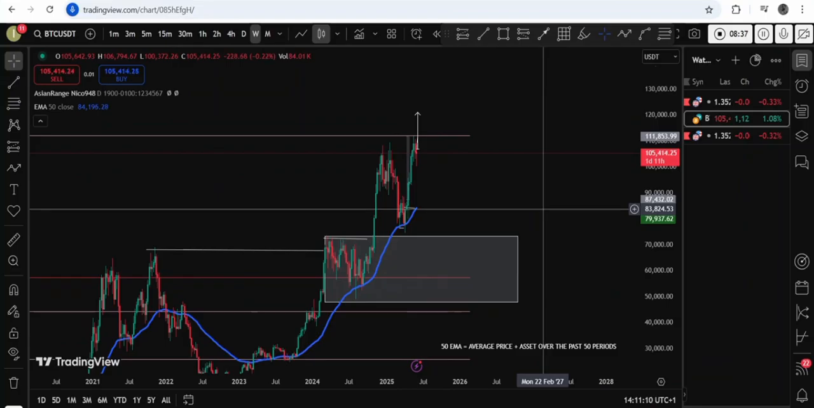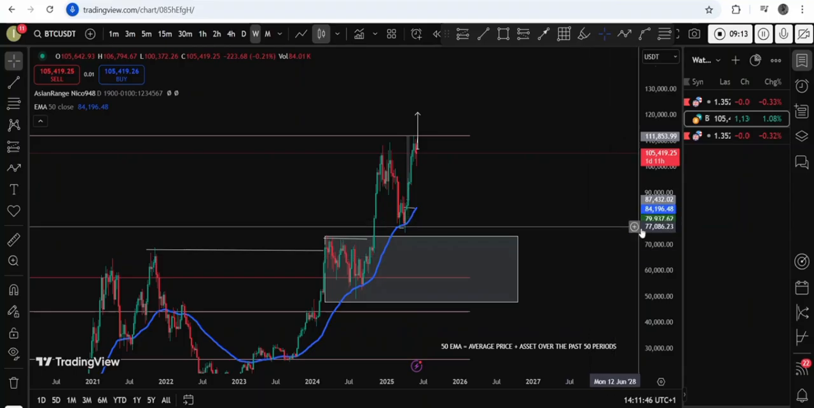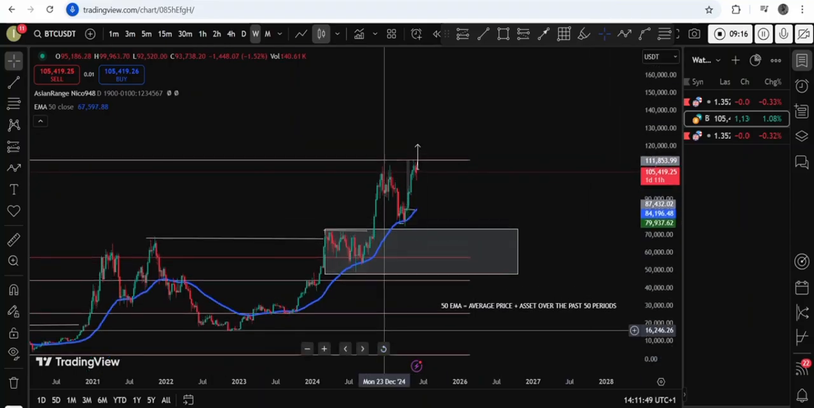So what is the 50 EMA? The 50 EMA is a technical analysis indicator that calculates the average price of an asset over the past 50 periods of that asset. So how do we use the 50 EMA? We can use the 50 EMA for resistance and support. We can also use it to detect the strength of a trend, and we can use it to detect overbought and oversold assets. First, using the 50 EMA as resistance and support.